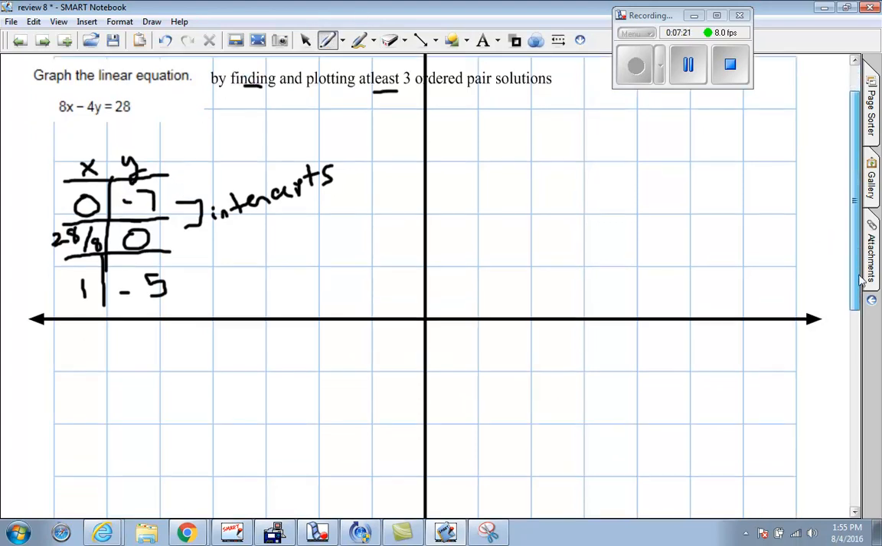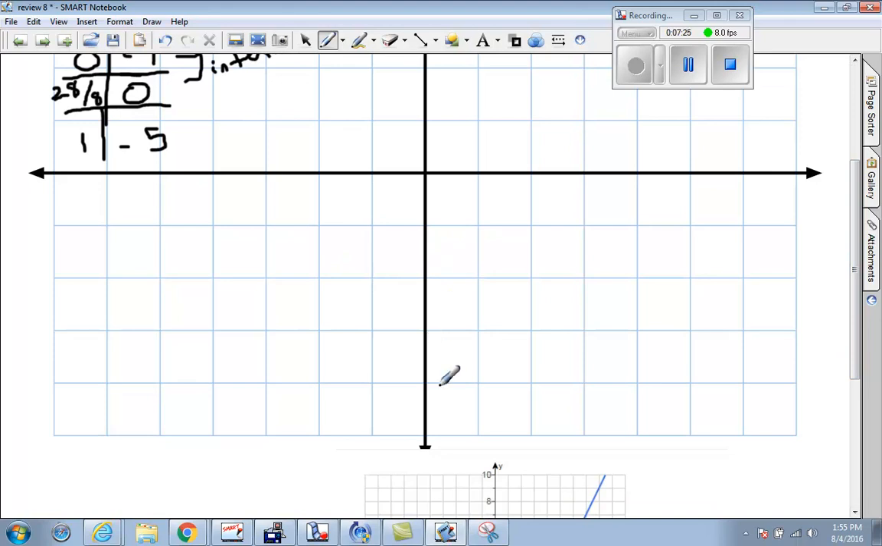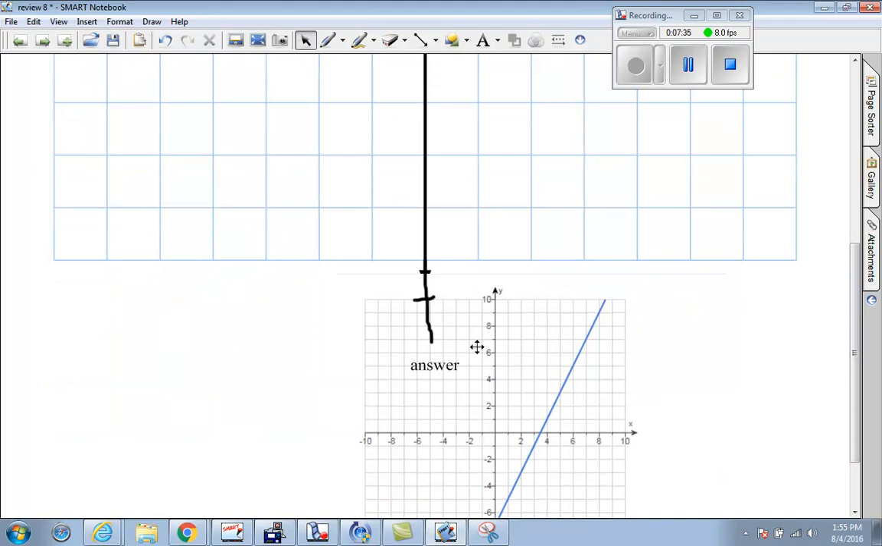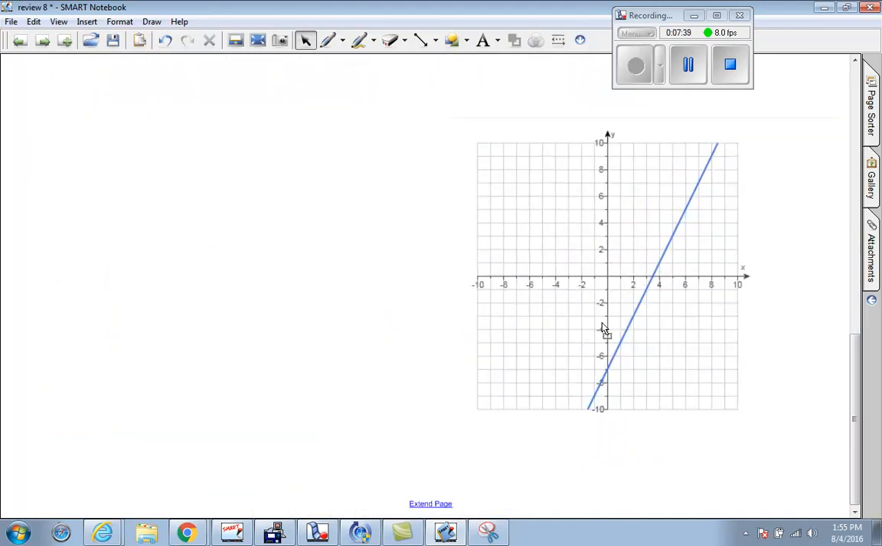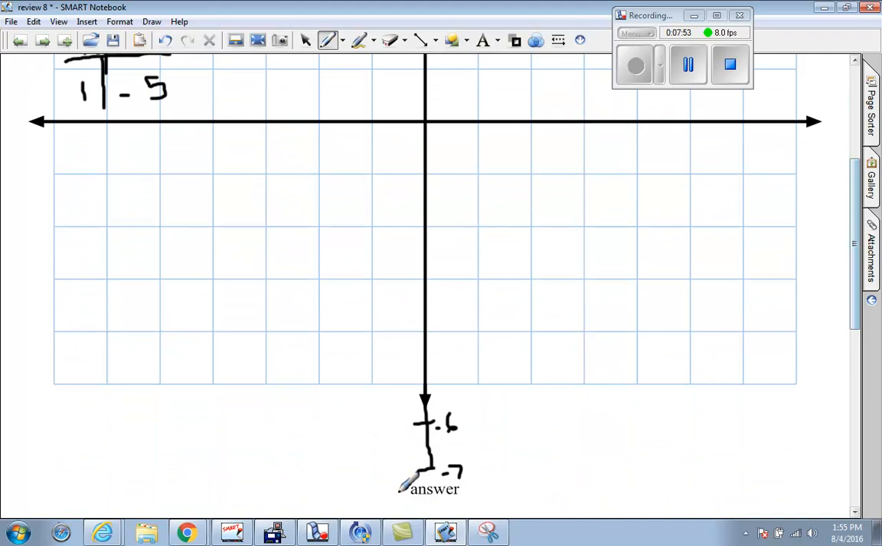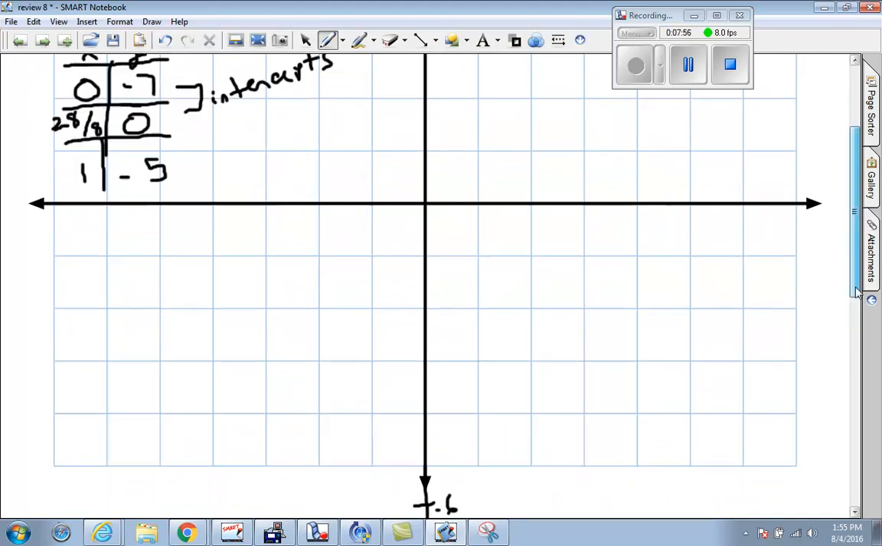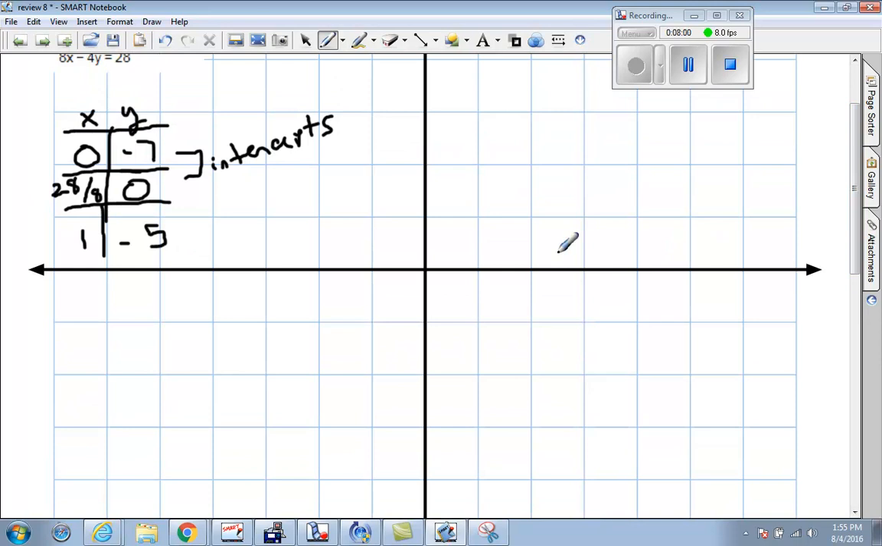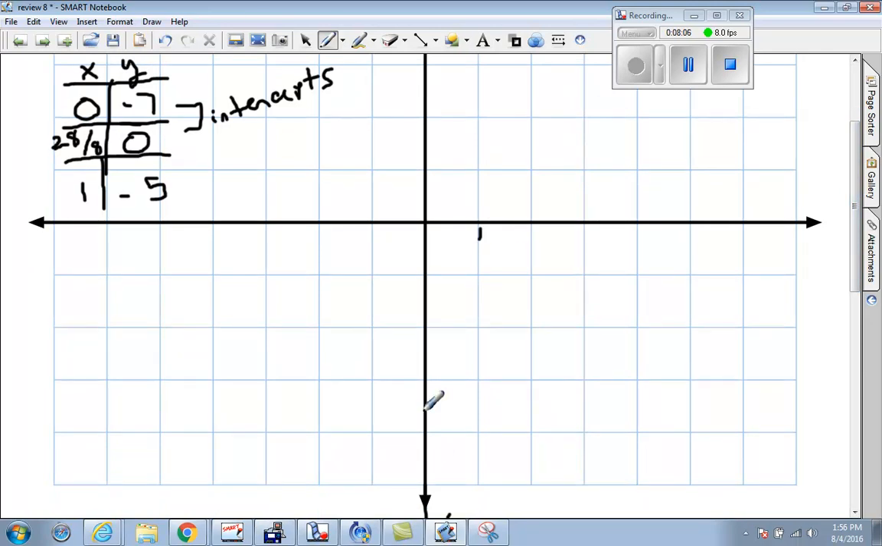So 0, negative 7. So let's see, 1, 2, 3, 4, 5, 6. I'd have to extend this actually. Let me scoot the answer key down and away. Should have made my grid bigger, I suppose. So negative 5, negative 6, negative 7. So 0, negative 7. I could have a point down there at 0, negative 7. And I'll grab this other one here, the 1, negative 5. So that's over 1, down 1, 2, 3, 4, 5. So that's right about here.